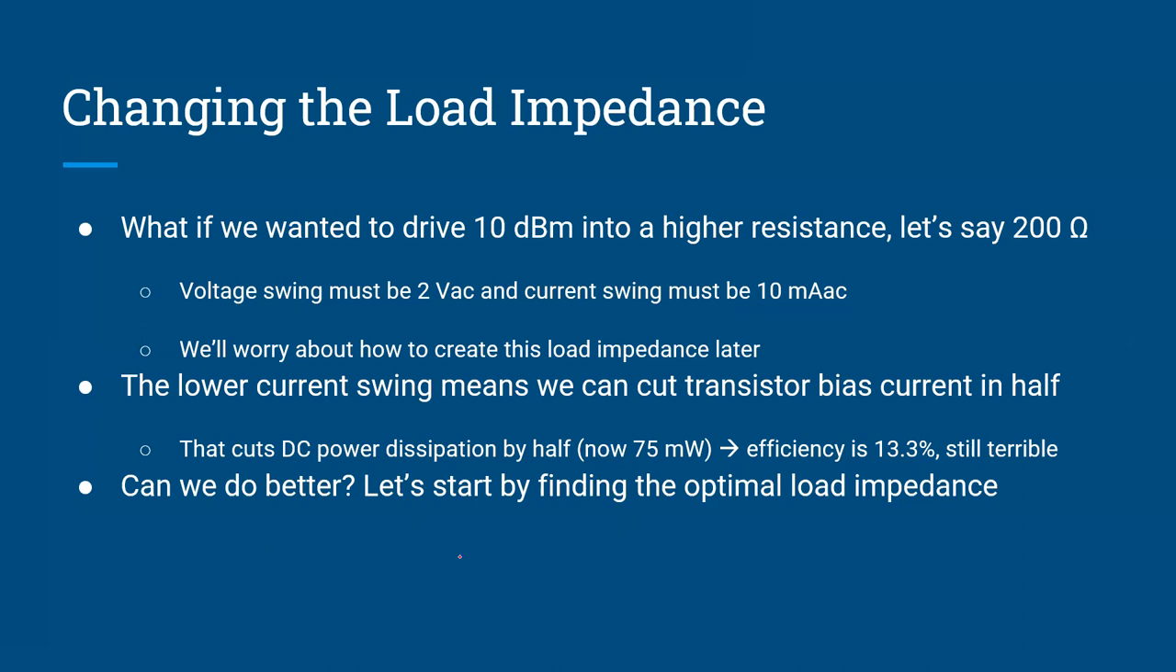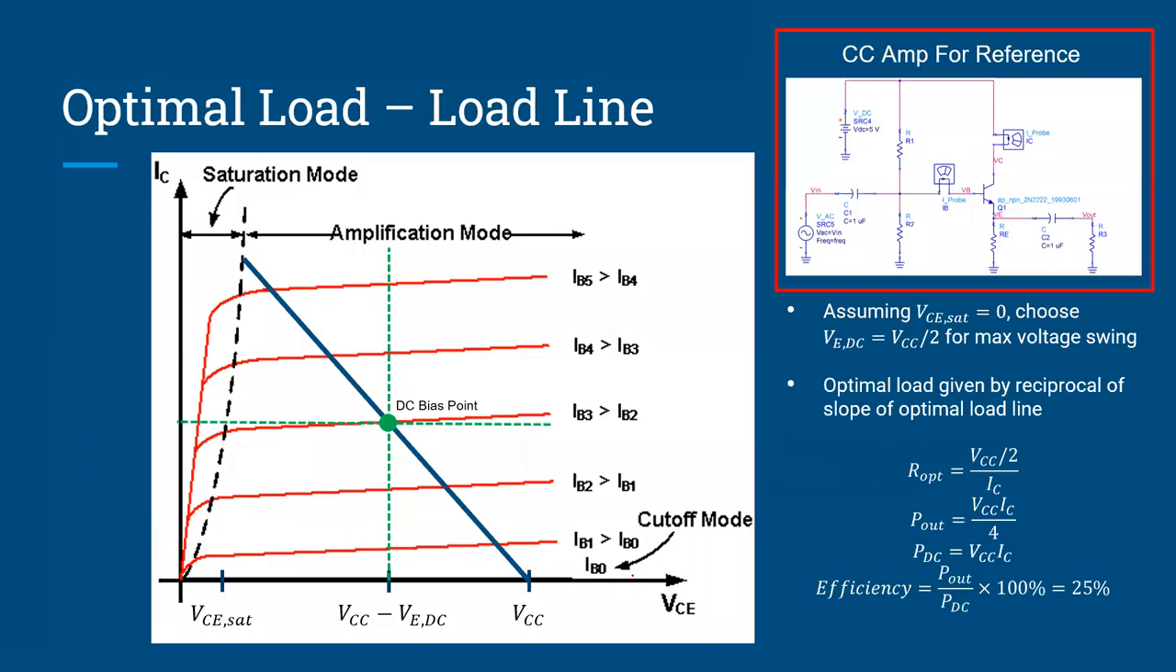The answer is yes. And so instead of just arbitrarily choosing 200 ohms, let's try to find out what is the optimum load impedance that we can choose for this transistor, given the 5-volt voltage source and all the output power we want and so on. I've stuck the schematic of the common collector amplifier on the top right just for reference. And let's take a look at this plot on the left.